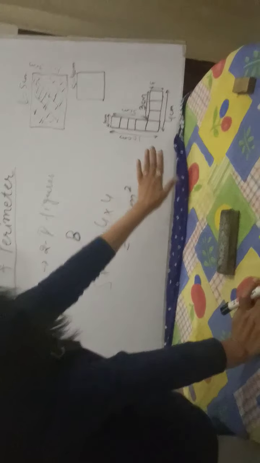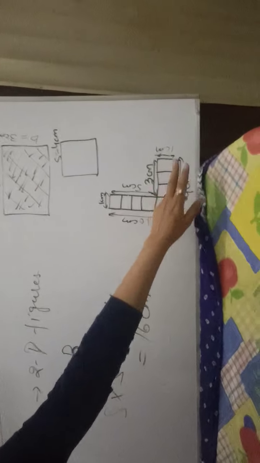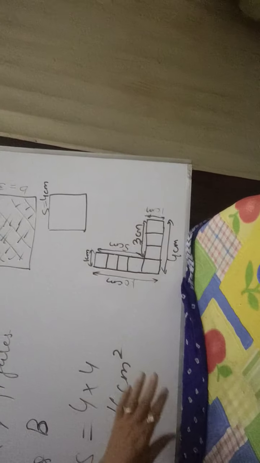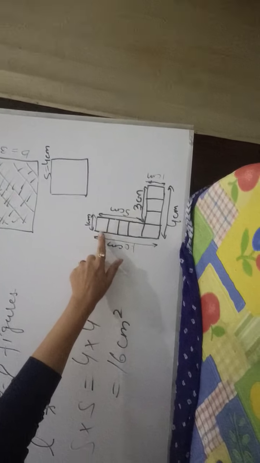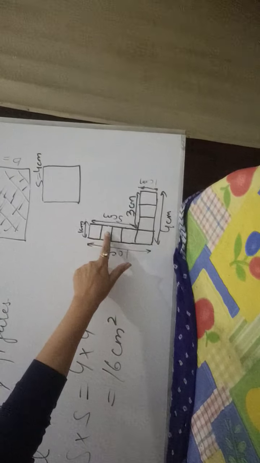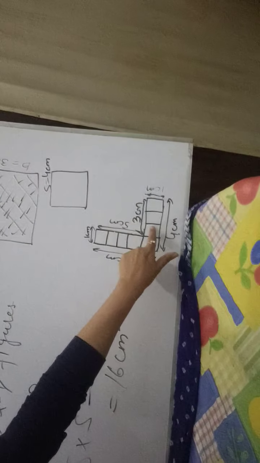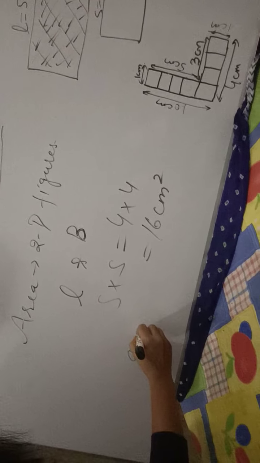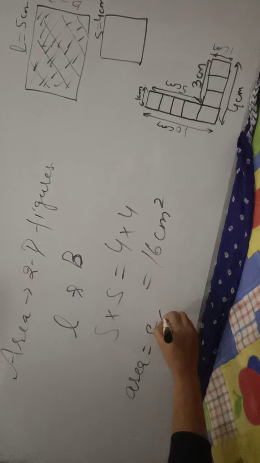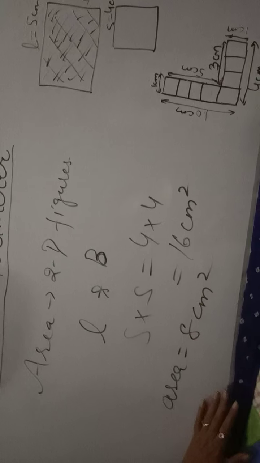Now look at the third figure. How will you find the area of this type of figure? This looks a little bit hard for you, right? But it is very easy. Count the number of squares. 1, 2, 3, 4, 5, 6, 7, 8. There are 8 squares. Then the area of this figure is equal to 8. Whatever the unit, centimeter, 8 centimeter square will be the answer. I hope you all have understood all this.